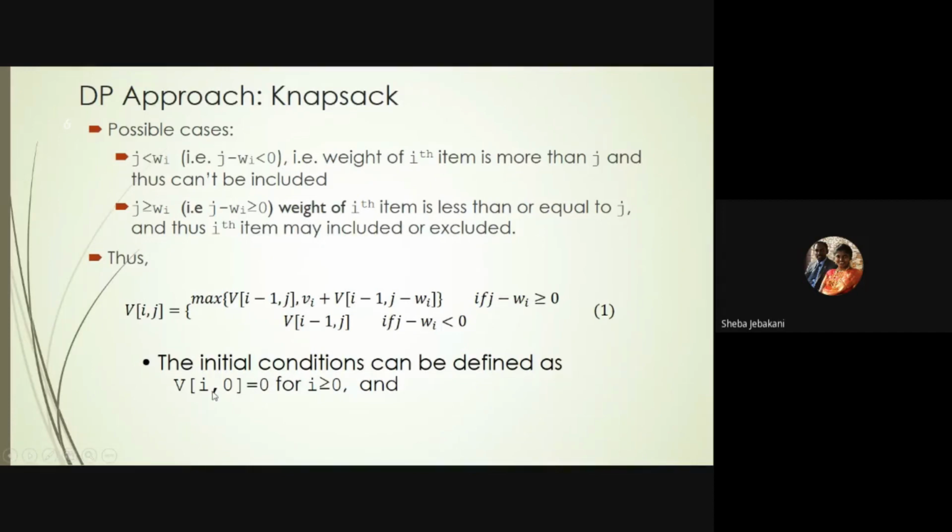0, meaning I is the element object, and 0 is the total capacity. Now if the total capacity is 0, that means I cannot add any of the objects inside, so definitely my total profit will be 0 no matter how many objects I have. If the capacity value is 0, my total profit is going to be 0. In the other case, if I don't have any objects but I have some capacity in my knapsack, still the profit that I am going to earn will be 0 itself.